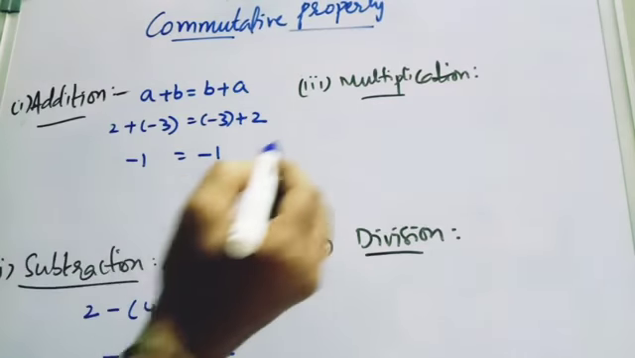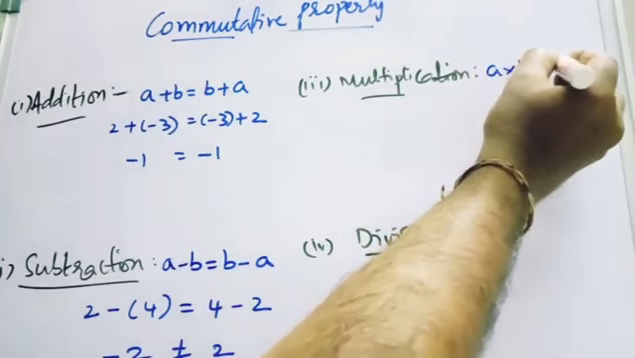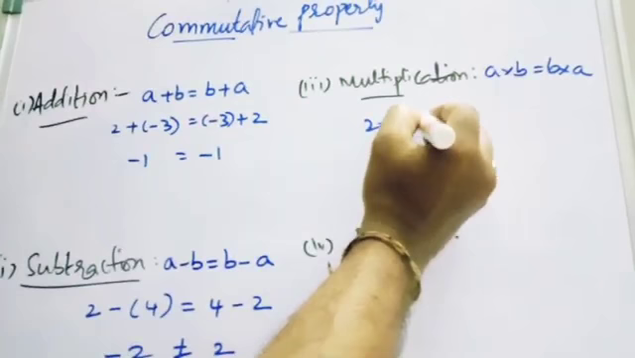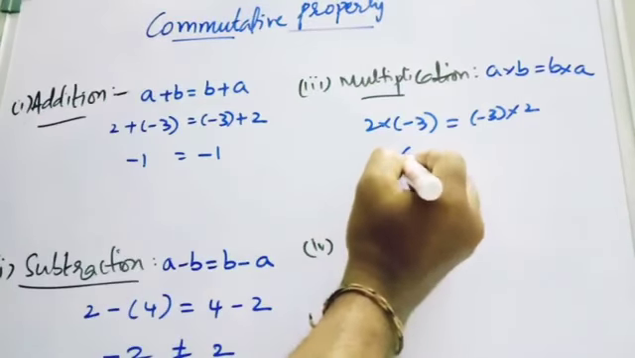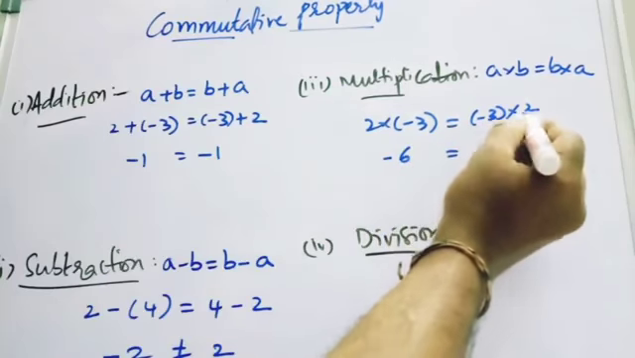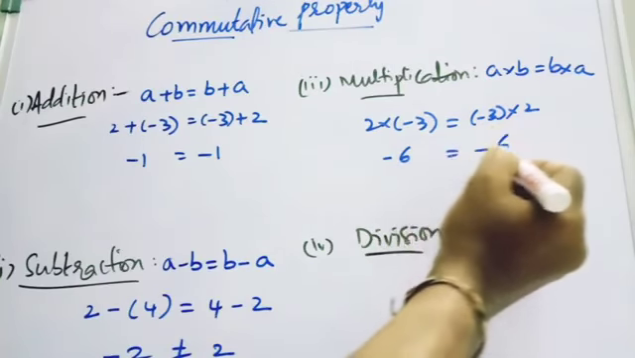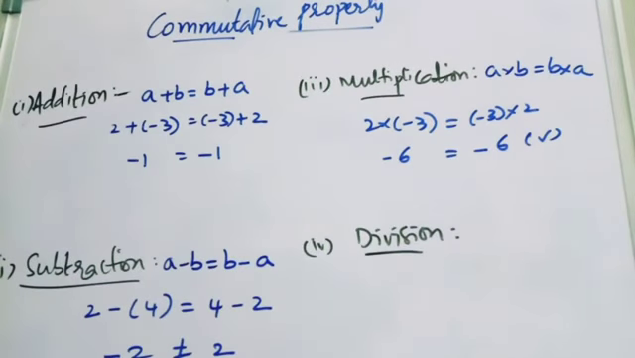Let's go with multiplication. For multiplication, the product of two numbers a into b is always equal to b into a. I'm taking 2 into minus 3, which is equal to minus 3 into 2. So 2 times 3 is 6, and positive times negative gives negative 6. So multiplication is commutative for integers.